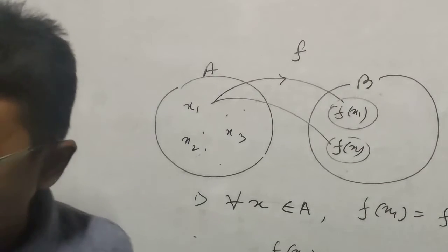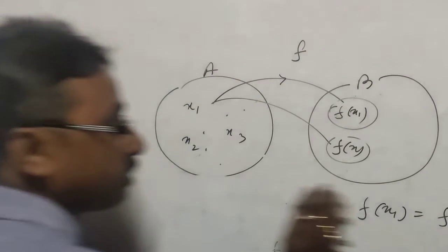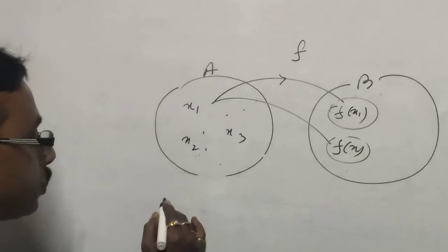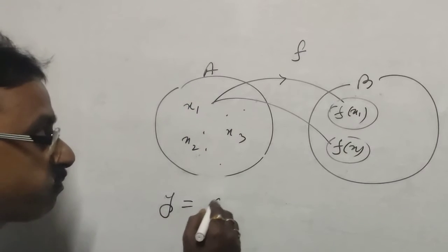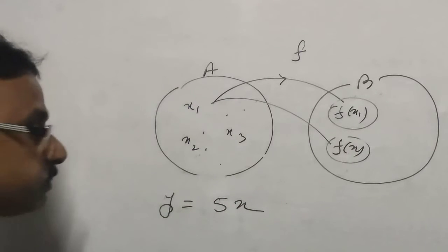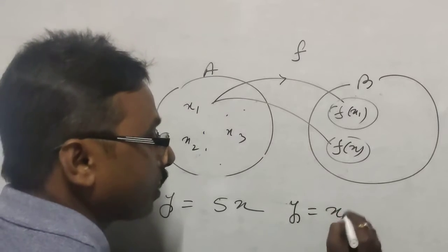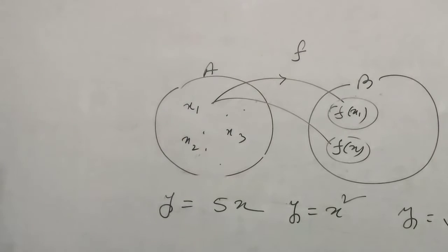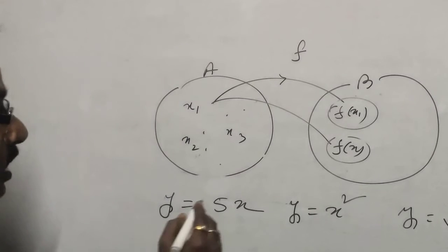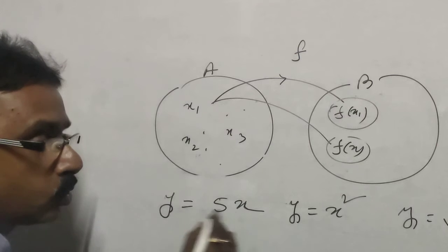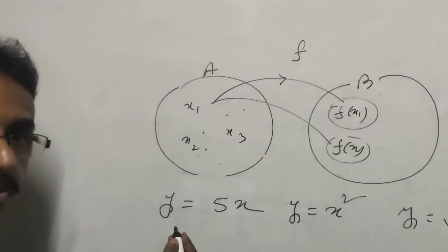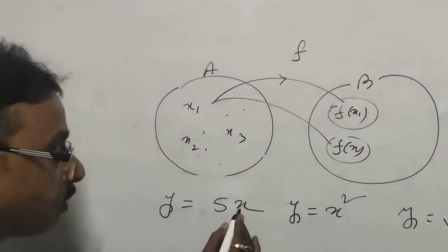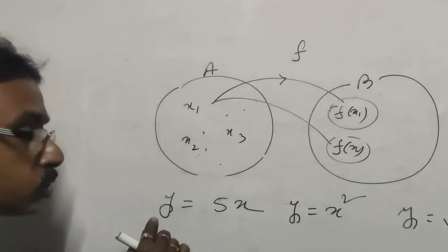Now I am going to take some examples to explain which relations are functions and which are not. Suppose y equals 5x, y equals x square, and y equals square root of x. Out of these three relations, we will find out which are functions. Whatever x I take, suppose x belongs to the set of natural numbers, y also will be a natural number.